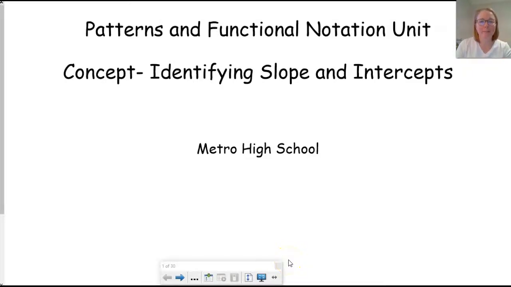Hi, welcome back for what's going to be the final lesson in our patterns and functional notation unit. And the concept we're covering in the next couple days is identifying slope and intercepts of lines. Let's go.